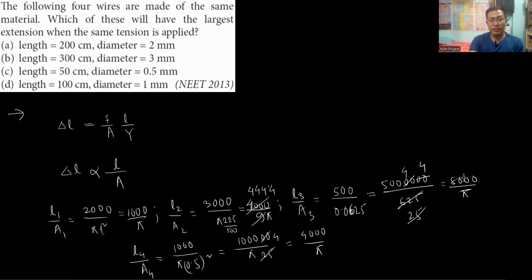It is 8,000 by pi. So option number C is it.